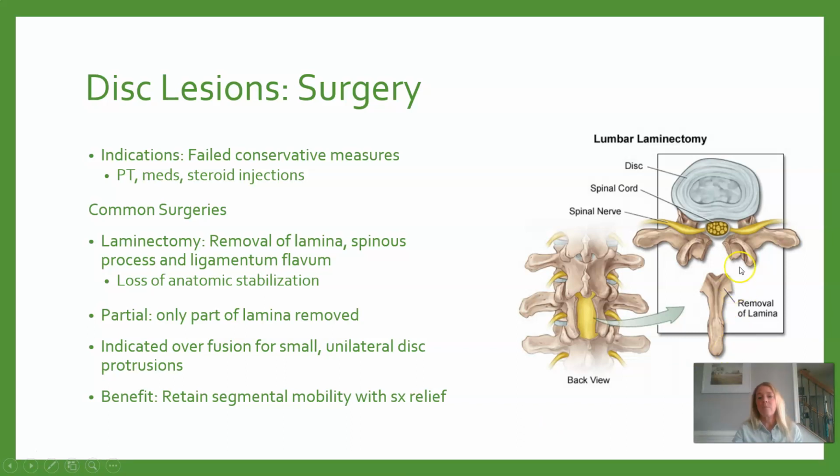So what they do is they actually come over, they remove the lamina, the spinous process, and possibly ligamentum flavum. So we do lose some of the stabilization at this spinal segment, so there is going to potentially be some hypermobility at this spinal segment. They can do a partial laminectomy where only part of the lamina is removed. And this is indicated over fusions if it's a small unilateral disc protrusion. The benefit is that you still maintain mobility and you get the person feeling better. So what they're doing here is they're just taking off this part of the spine to allow the nerve to have more room and take the pressure off that area.